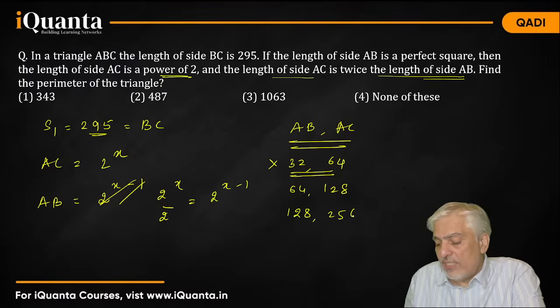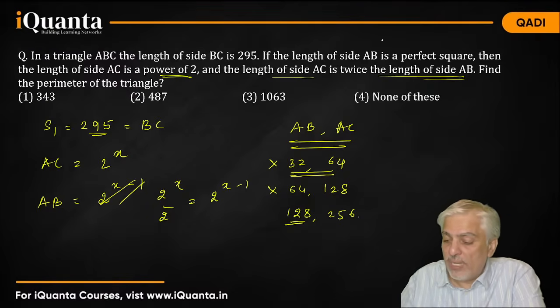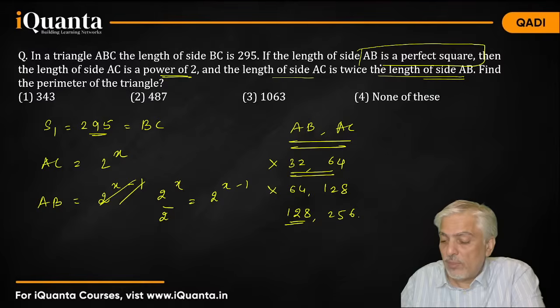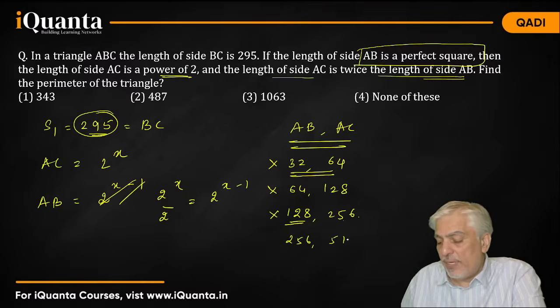128, 256 works, but the problem is 128 is not a perfect square, because they've said AB has to be a perfect square. So 128, 256 is greater than 295, but it will not be taken because AB is not a perfect square. So 256 and 512 will work.